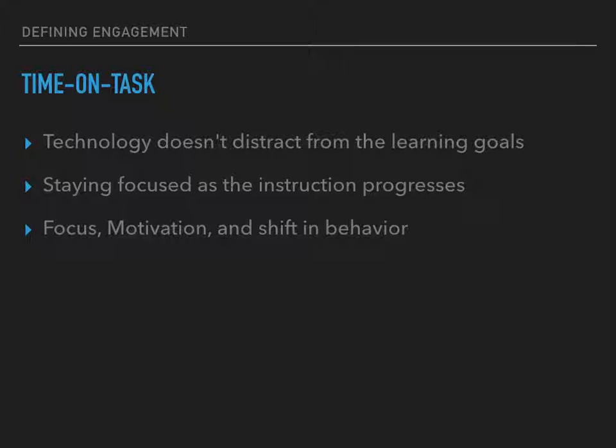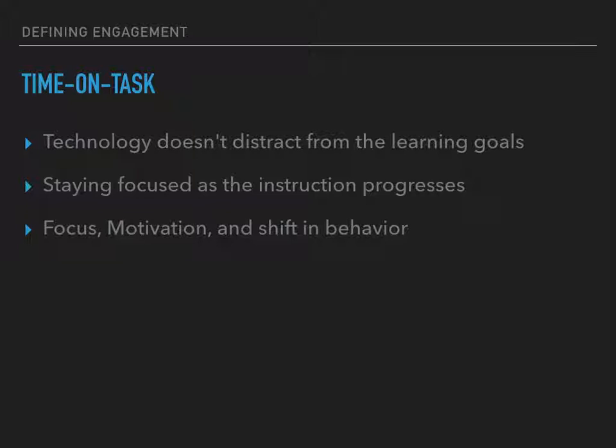So one of the things, of course, with time on task that is critical when we're implementing technology is we don't want the technology to distract from the learning goals. Okay, so that's one of the things we're going to look at as we use this Triple E framework: how do we evaluate whether or not the technology is really allowing students to focus on the task of the assignment or the activity with less distraction. So staying focused as the instruction progresses, okay?